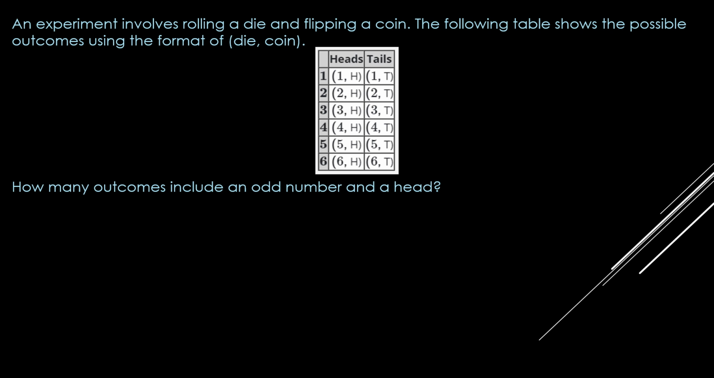An experiment involves rolling a die and flipping a coin. The following table shows the possible outcomes using the format die, coin. How many outcomes include an odd number and a head? Okay, well, here are all my heads, right? So odd numbers would be 1, would be 3, and it would be 5. So 3 outcomes include an odd number and heads.